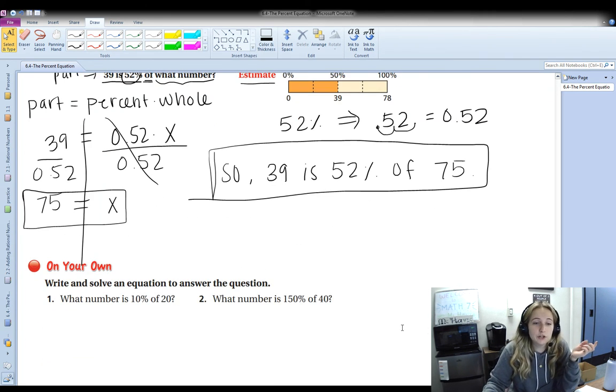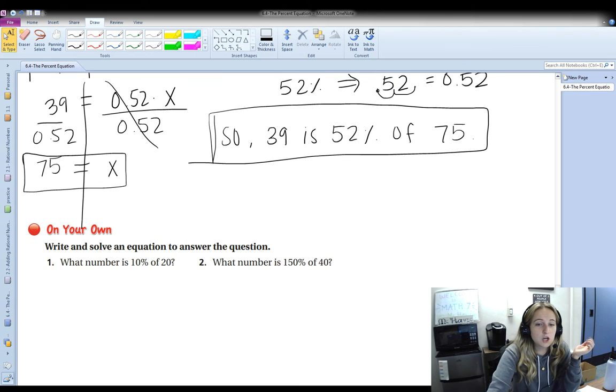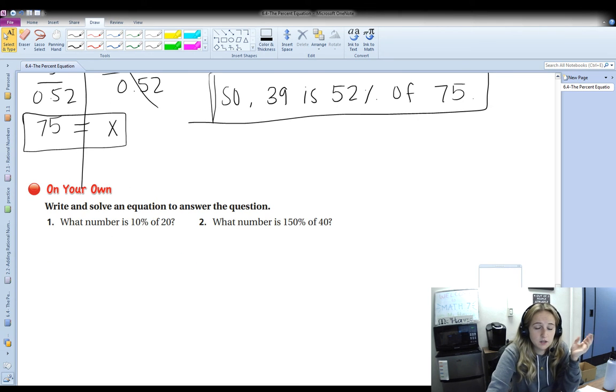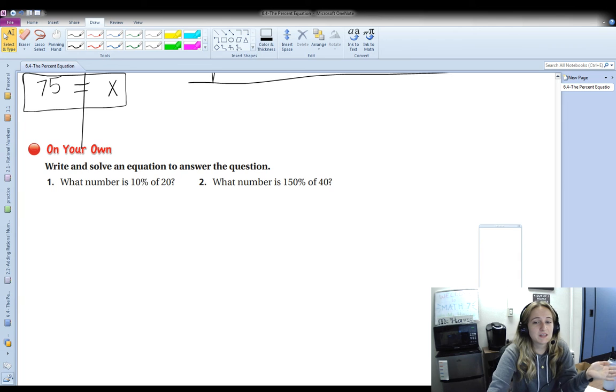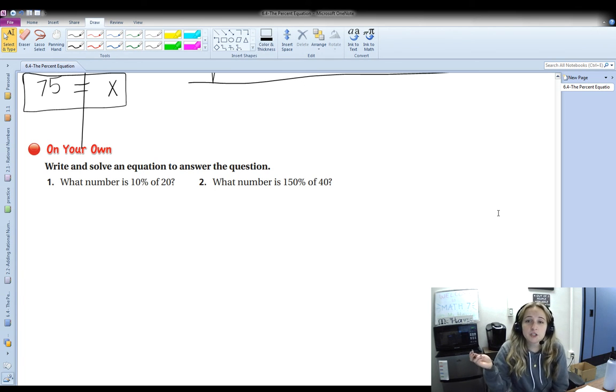So these two on your own, it says write and solve an equation to answer the question. What number is 10% of 20? And what number is 150% of 40? Right now, I would like you guys to write a percent equation for these two. So go ahead, pause it, and when you finish, type in your answer, and then we'll go over it as a class.